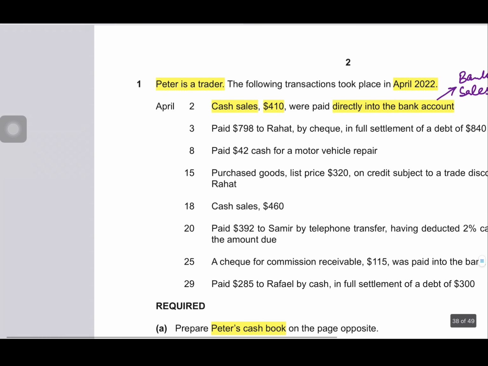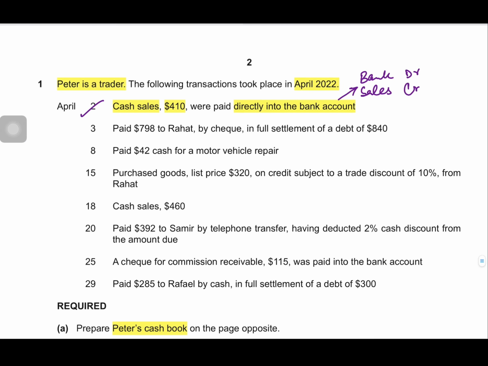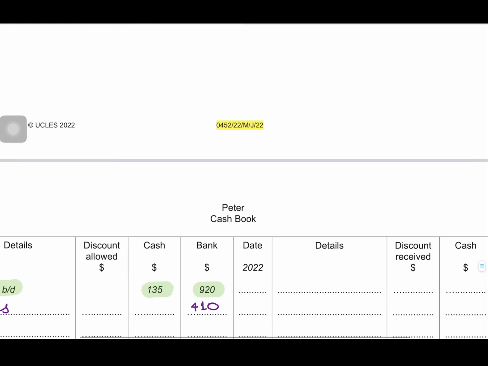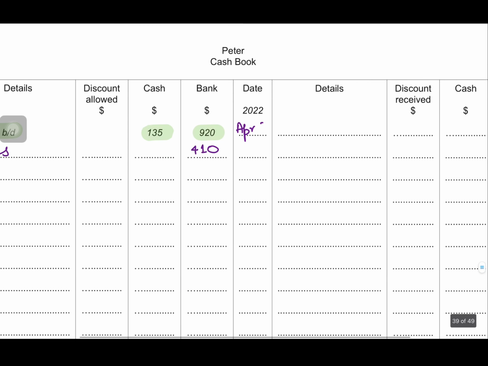Now the second transaction says on April 3rd, paid 798 to Rahat by check in full settlement of a debt of 840. Now the debt was, we owed Rahat $840, however we are only paying 798. This means that how much are we not paying? $42. This is the discount that the business has received from its suppliers, Rahat. And this transaction has been financed through bank.